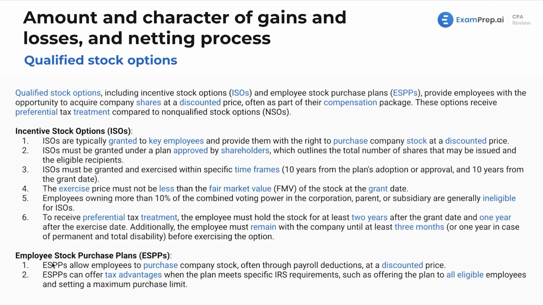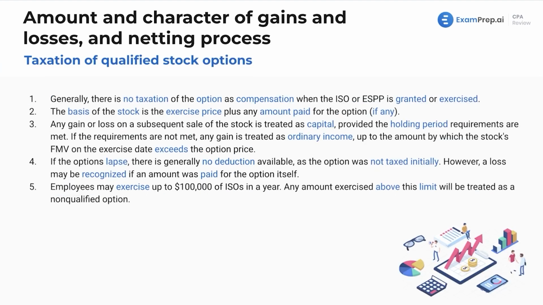And then lastly, employee stock purchase plans. These allow employees to purchase company stock, often through payroll deductions at a discounted price, and they can offer tax advantages when the plan meets IRS requirements, such as offering the plan to all eligible employees and setting a maximum purchase limit. So, really, the key point for our ESPPs is the same as for our incentive stock options, really just in general, getting a good idea of all those items there. All right, we're beating home a couple points to just make sure you know for qualified stock options.